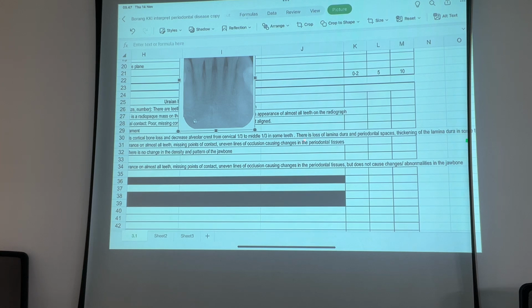And there's loss of lamina dura and periodontal space in here on the cervical, because in some of the teeth the alveolar bone was already lost until 1/3 of the middle. So lamina dura and periodontal spaces are considered also lost in the cervical. And then some of the teeth have a thickening of the lamina dura.